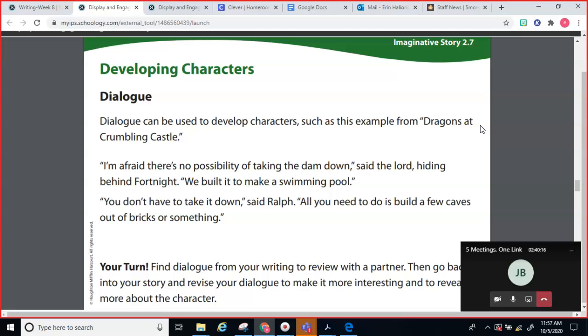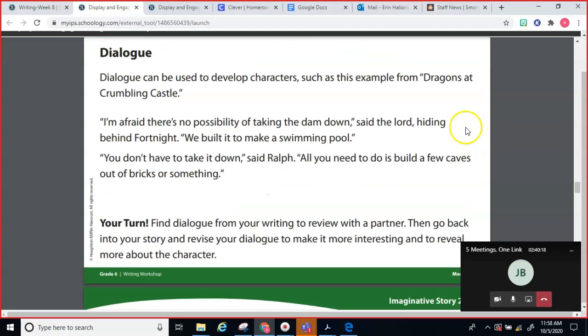So, looking at this, an example from Dragons at Crumbling Castle, we have this dialogue. "I'm afraid there's no possibility of taking the dam down," said the Lord, hiding behind Fortnite. "We built it to make a swimming pool." "You don't have to take it down," said Ralph. "All you need to do is build a few caves out of bricks or something." So from this dialogue, who are the two speakers?